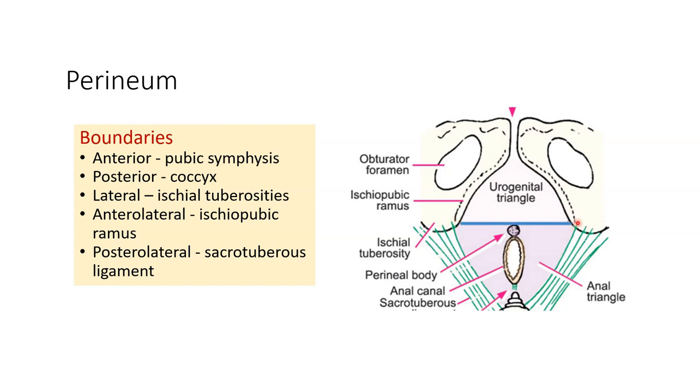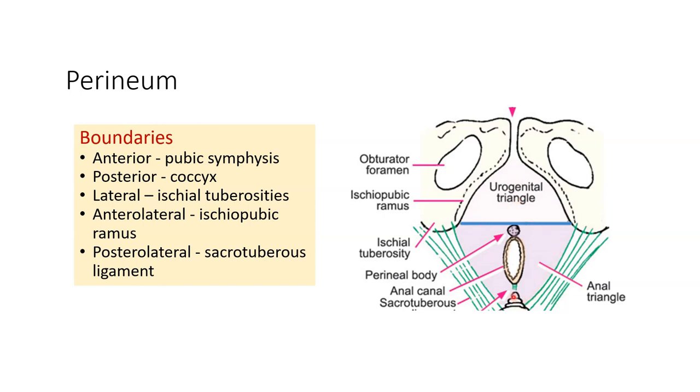This is the imaginary line drawn along the ischial tuberosities. In front of it is the urogenital triangle, which is bounded by the pubic symphysis, the ischiopubic rami with ischial tuberosity, and the imaginary line. And it contains the urethra in the case of males, urethra and vagina in the case of females.